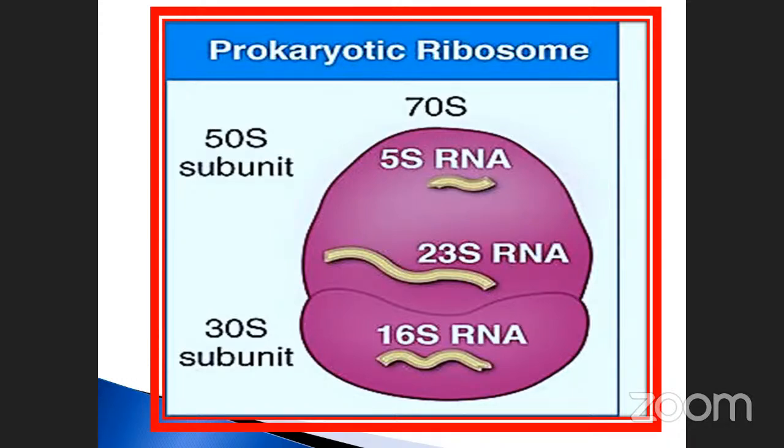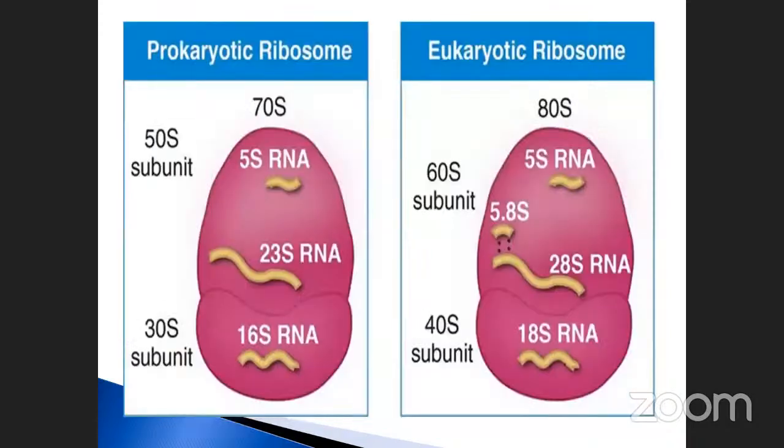You can see the next diagram. You can easily compare them with each other. So this is prokaryote, this is eukaryote. Prokaryotic ribosome 70S, eukaryotic ribosome 80S. It has two subunits, and this also has 2 subunits. How will it be divided? 70S is divided into 50S large subunit and 30S small subunit. This 80S is divided into 60S and 40S.